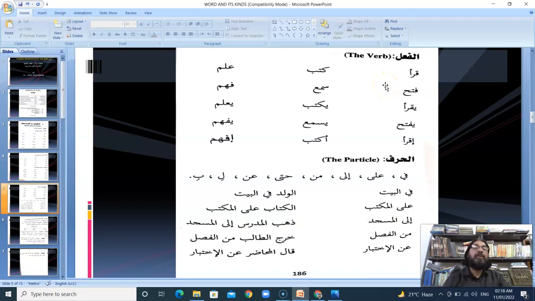So ism, fi'l, and the last one is al-harf, the particle. So kalima is divided into three parts. Al-ismu, the noun. Noun is divided into two parts: common noun and proper noun. Common noun without alif lam and proper noun with alif lam. Then after that, al-fi'lu, or you can say fi'l, the verb. And then the third one is al-harfu, the particle.